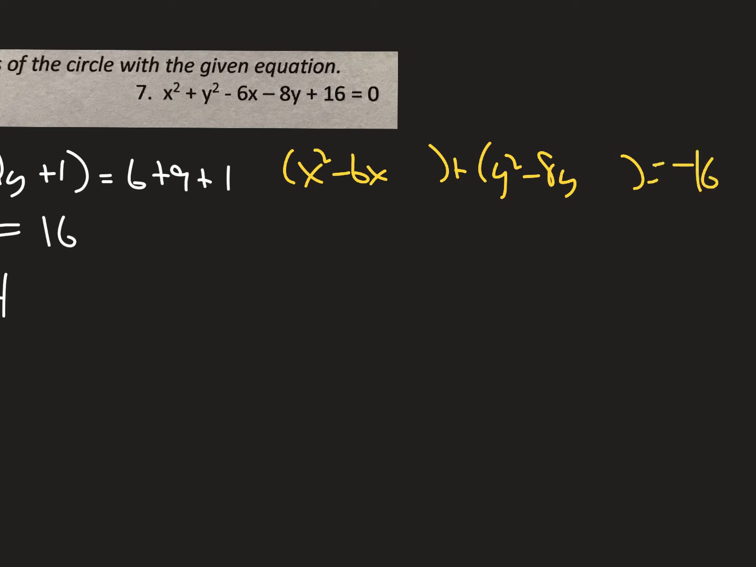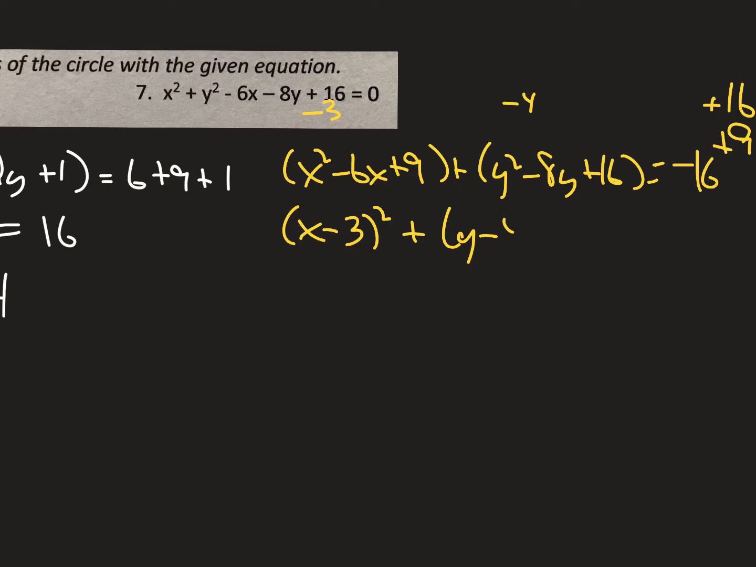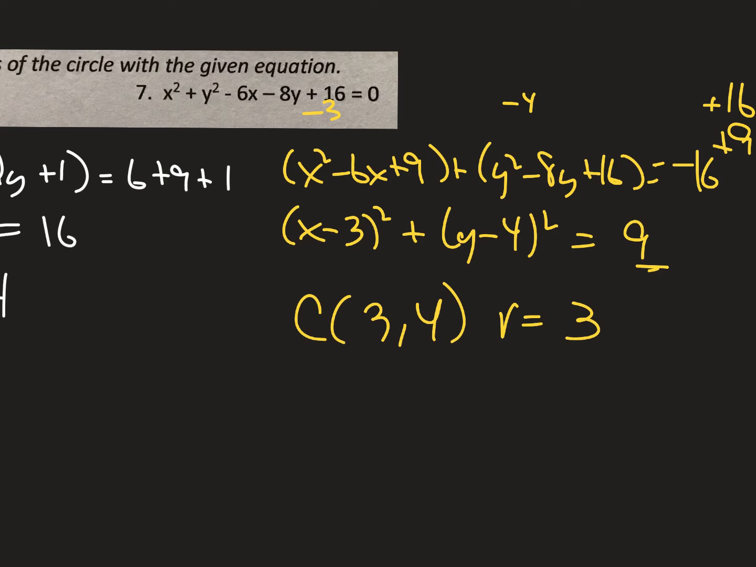Complete the square twice again. Half of negative 6 is negative 3. Square it. It's plus 9. Plus 9. Same thing over here. Half of a negative 8 is negative 4. Square it. That's plus 16. We're going plus 16 over here also. Gives me x minus 3 squared. Here it gives me y minus 4 squared. And 9. The center is the opposite of what's inside. The radius is the square root of the number on the right-hand side, which is 3.